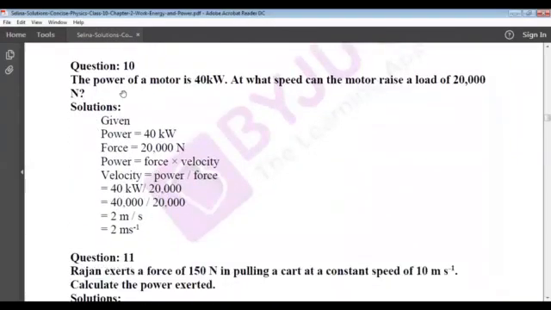Next one. The power of a motor is 40 kilowatt. At what speed can the motor raise a load of 20,000 Newton? So power is given, so we need to find the speed. We have the formula, power is equal to force into velocity. Power is 40 kilowatt and the force is 20,000 Newton. So velocity is equal to power divided by force, 40 kilowatt divided by 20,000. So you will get the answer. It is 2 meter per second. The speed is 2 meter per second.